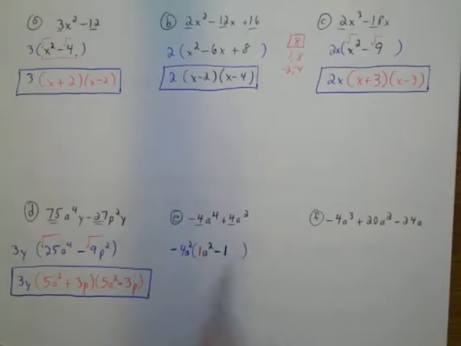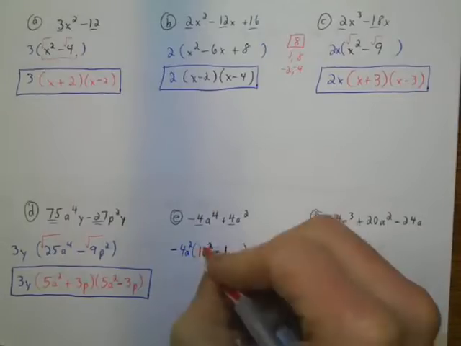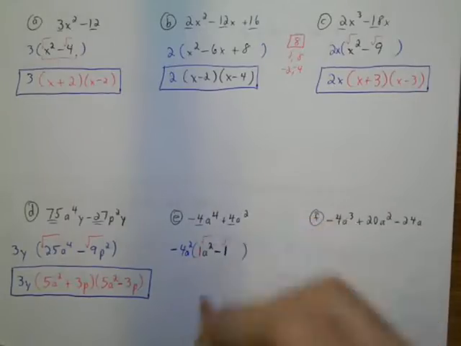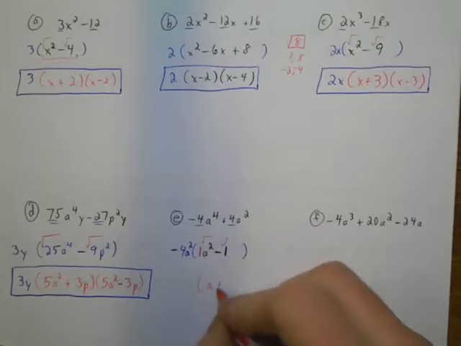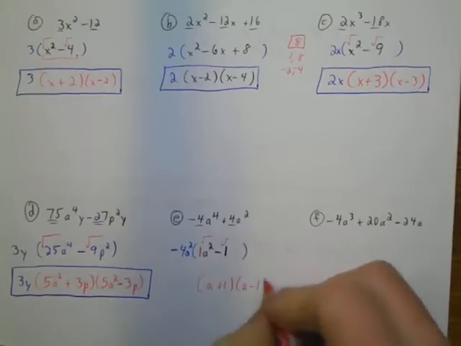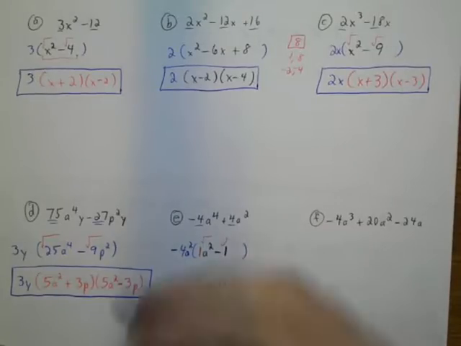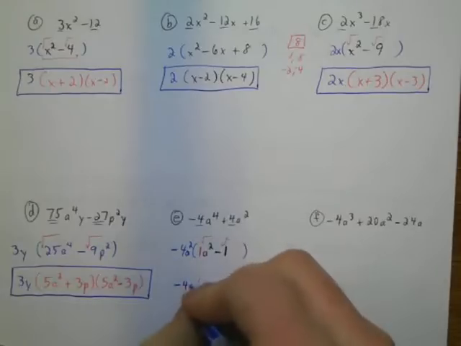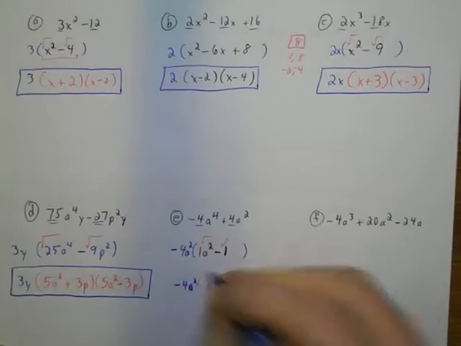And that one, notice this 1 is a perfect square, and I notice an a squared there, so we're going to make this be a plus 1, a minus 1. And in the front, I've got my minus 4a squared. That is my final answer.